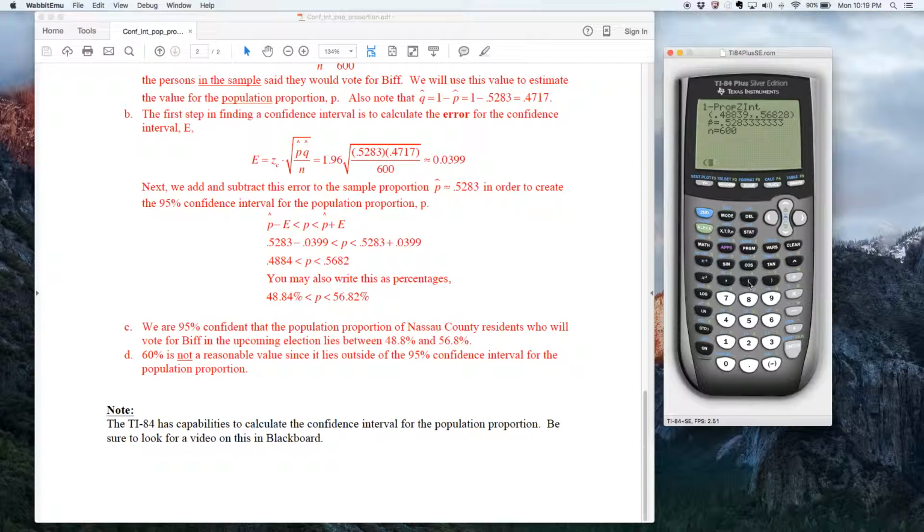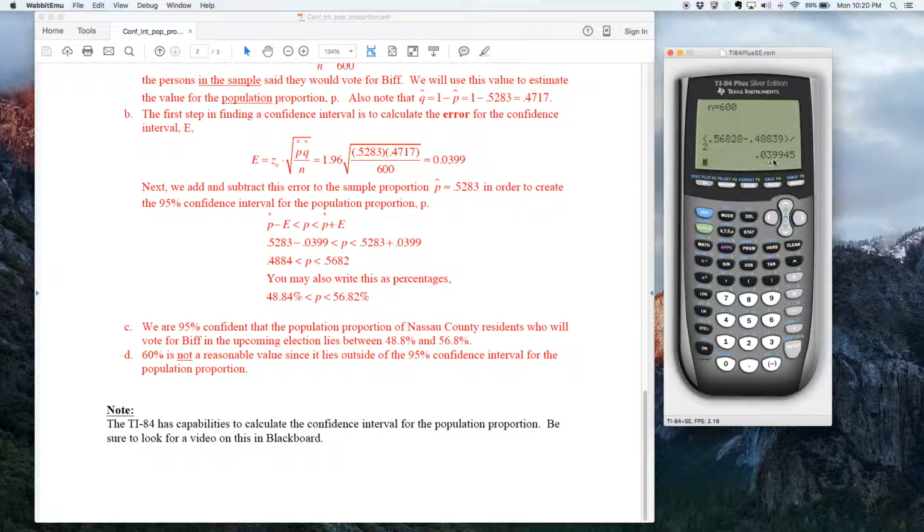So if you go over here and type the higher limit, 0.56828, and subtract off 0.48839, close those parentheses and chop it in half.